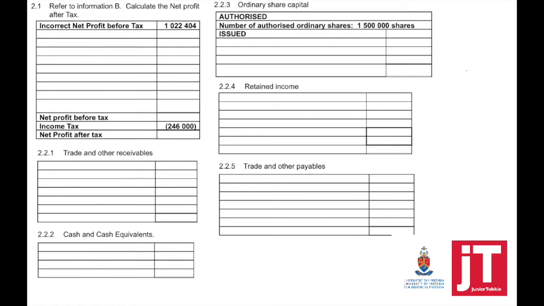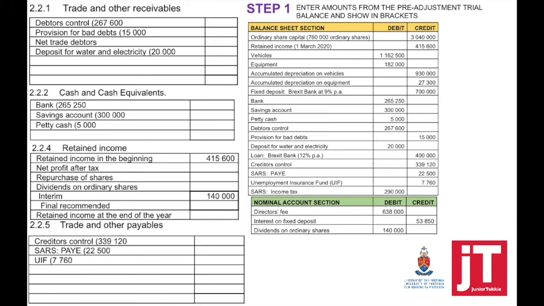So how do I approach this question? We start by completing all the information that we've got, taking it to where it's supposed to go, from the balances and totals in the balance sheet account section and in the nominal account section. Like we've done in Activity 1, make sure that you tick off on your question paper and highlight whatever still needs to be taken or used in this question.